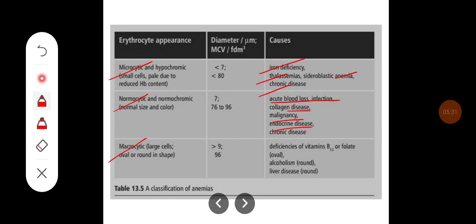And whereas macrocytic anemia, where the MCV is more than 96 femtoliters, will be caused by the deficiencies of vitamin B12 or folate. It can be seen in alcoholism, or it can be a manifestation of a liver disease.